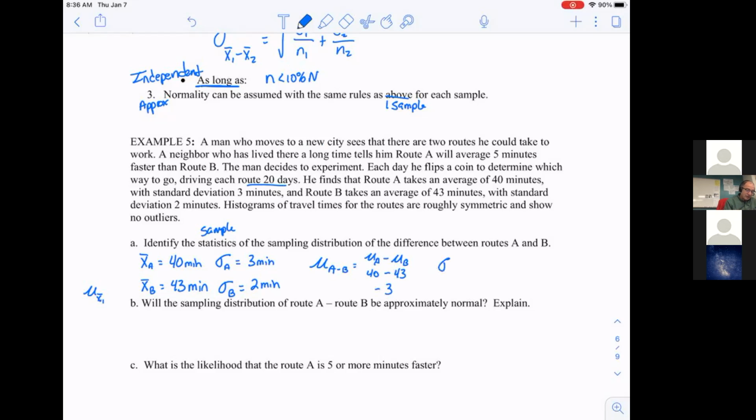The standard deviation of A minus B. We're going to have 3 squared over 20 plus 2 squared over 20, because the number in A was 20, and the number in B was 20. Anyway, we're going to get a 0.806.